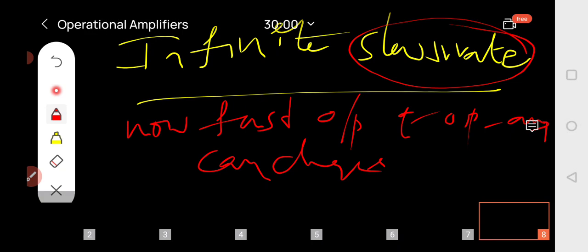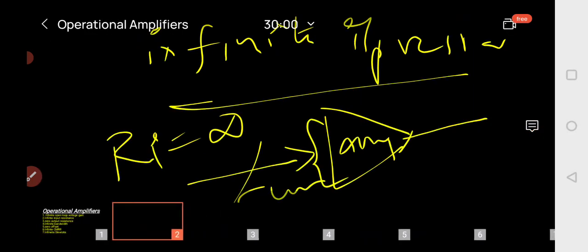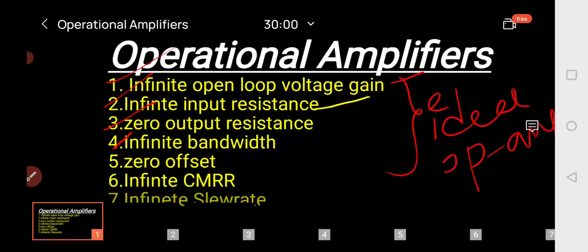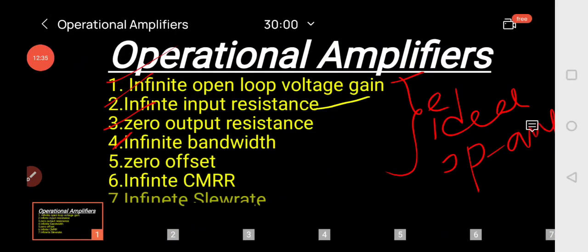So these are the different characteristics of the operational amplifier. To summarize, the ideal operational amplifier has infinite open loop gain, infinite input resistance, zero output resistance, infinite bandwidth, zero offset, infinite CMRR and infinite slew rate. These are the characteristics of the ideal operational amplifier, and they are very important for every electronics student.